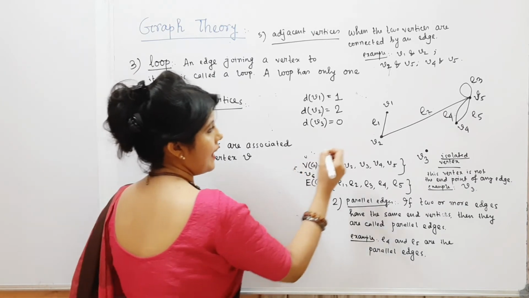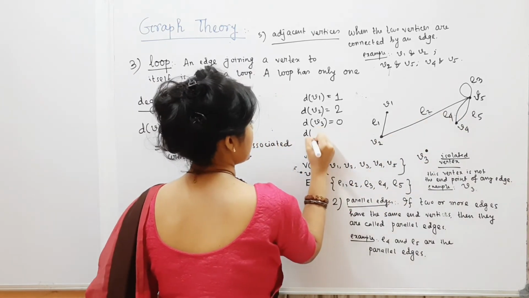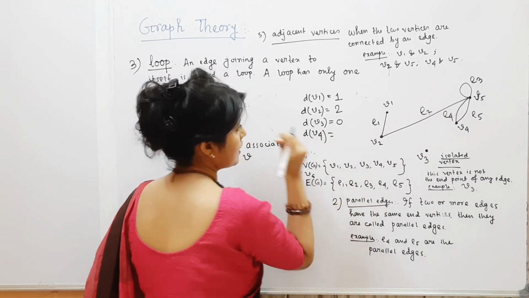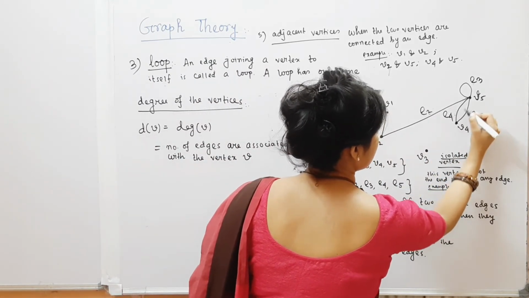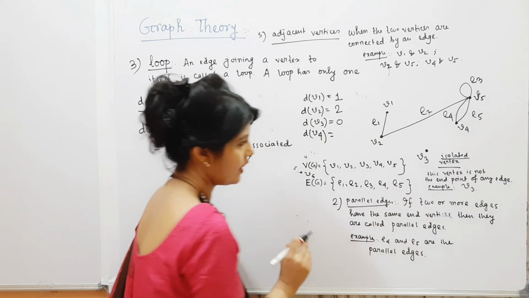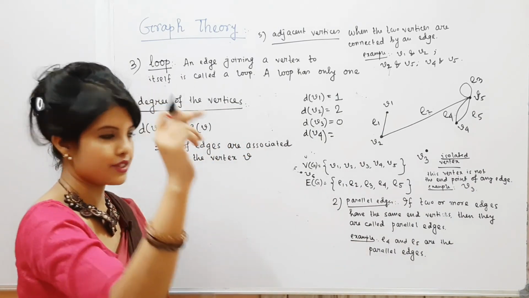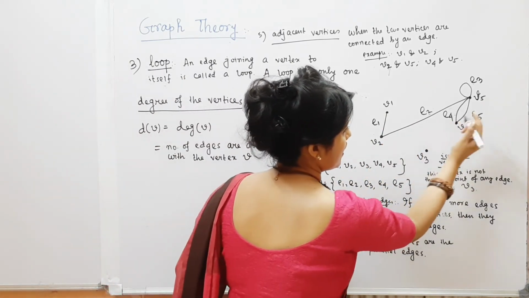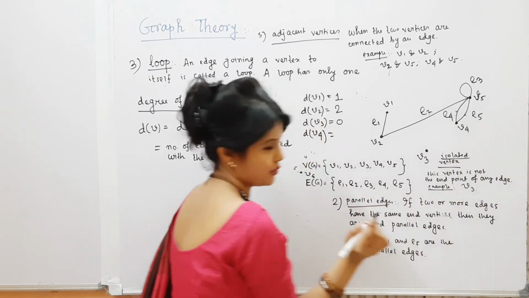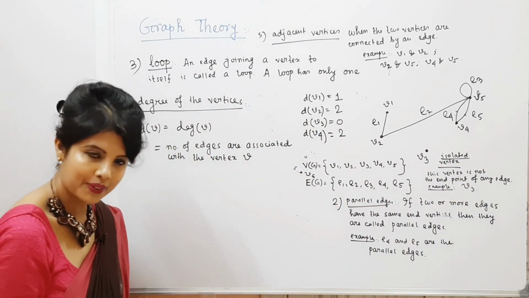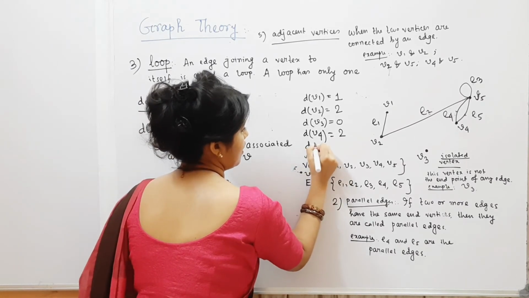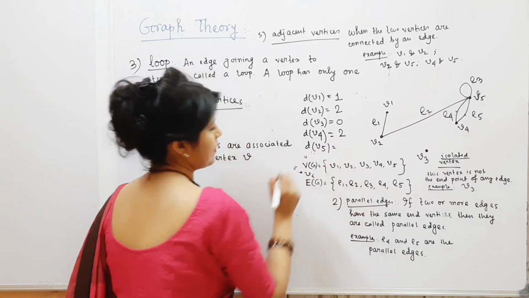Okay, next, what is the degree of V4? Look at V4, that is 1 and 2. Two edges are associated with V4. This is number 1 and this is number 2. So the degree of V4 is 2. Okay, next, what is the degree of V5?